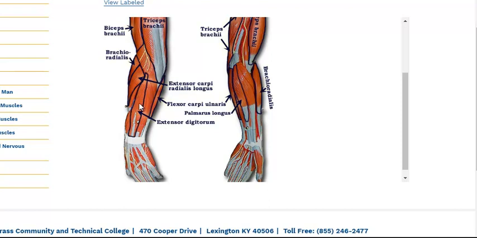Extensor digitorum. So that one you're going to have to be careful about, because look how these are long and they're coming down to the hand. So how are you going to remember which one is the extensor digitorum and which one is the palmaris longus? So whatever it takes, know that those look a lot alike, and so don't get those mixed up. And there's the extensor carpi radialis longus there. And that's it for that one.